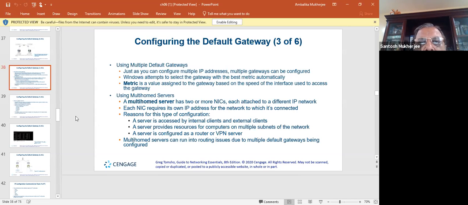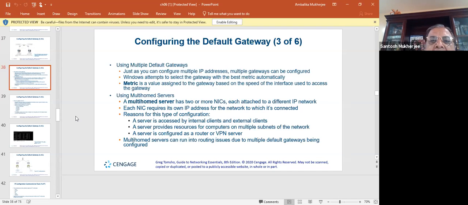So when we have multiple default gateways, it basically takes you to the configurations. Multiple gateways can be configured. Windows attempts to select the gateway with the best metric automatically. Metric is a value assigned to the gateway based on the speed of the interface used to access the gateway. Metric basically assigns the gateway speed, what speed it is given.